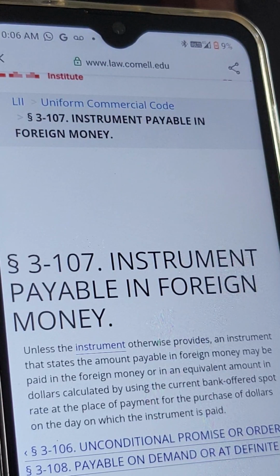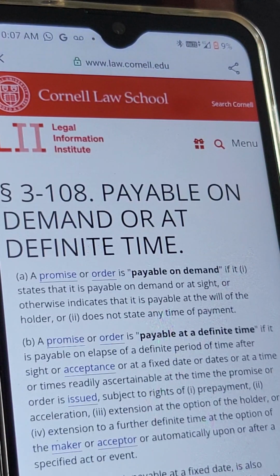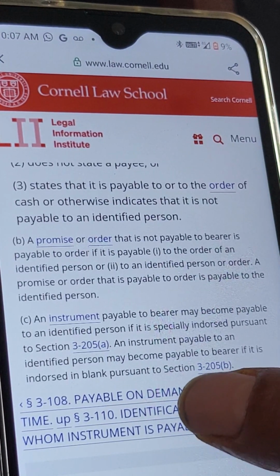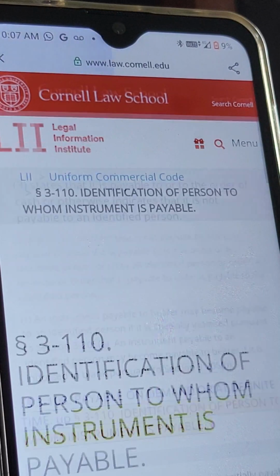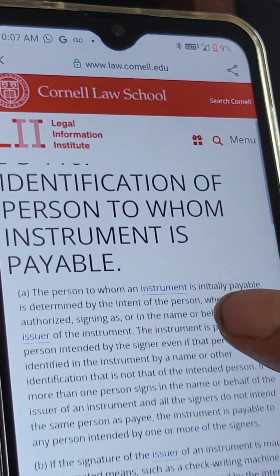Thank you. Thank you. Let's go back. Unconditional order signed by the maker. What you gonna do now? Just how far will you go?